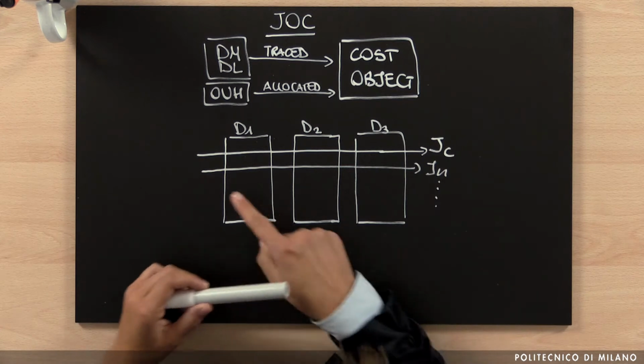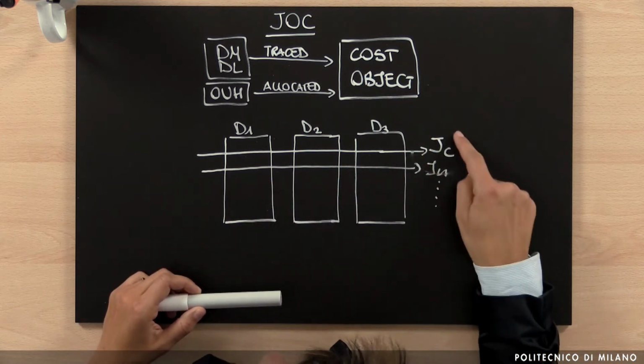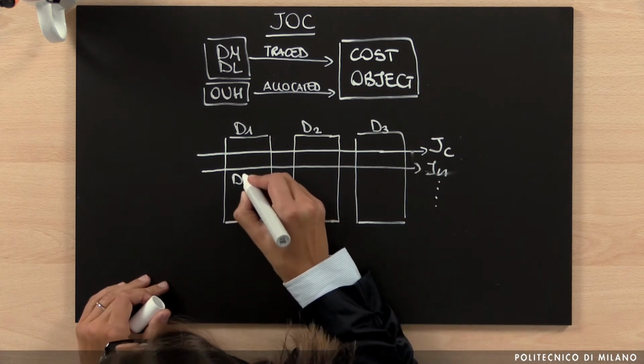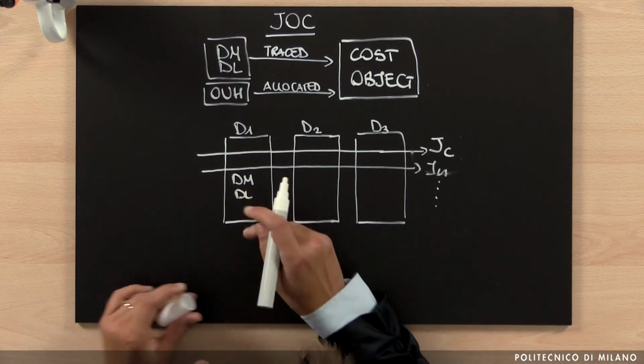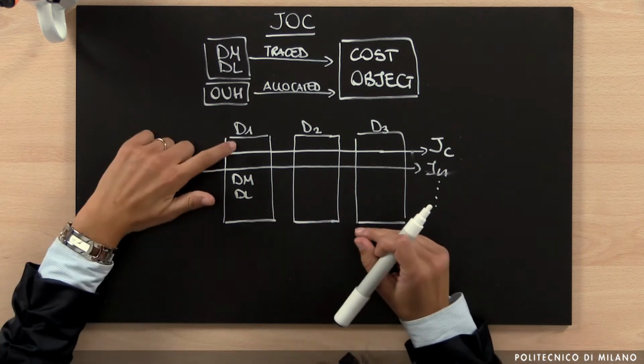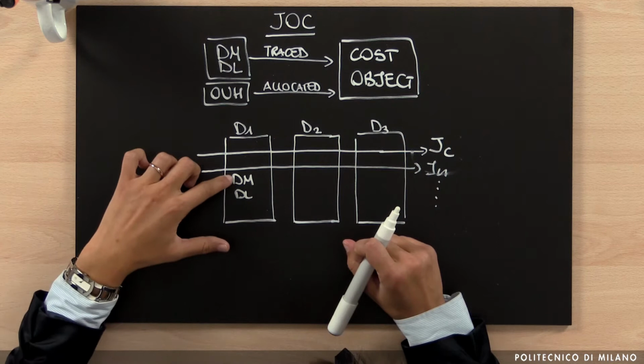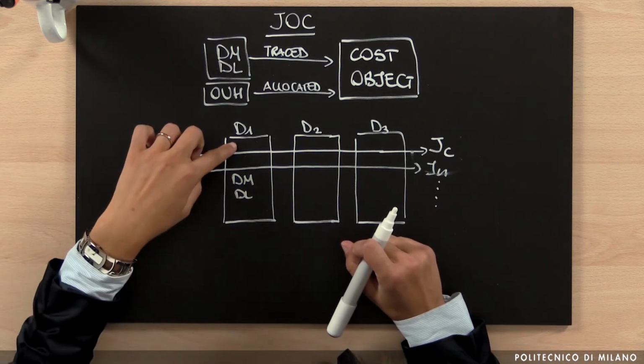When we want to calculate the overall cost of our job, direct material and direct labor are traced in a univocal way within the department to our job. When the raw material is picked up from the warehouse within the department, we can exactly assign the value of our direct material to our job. The same happens with the direct labor.